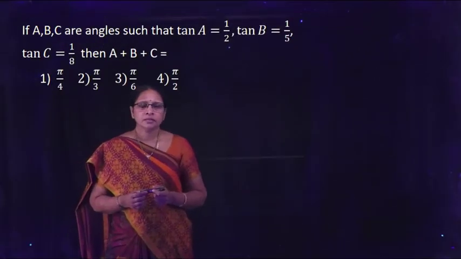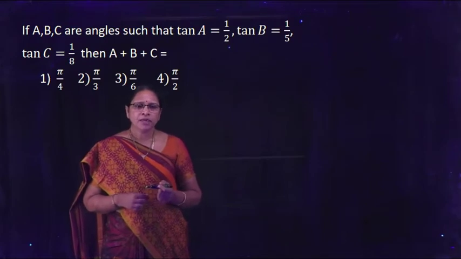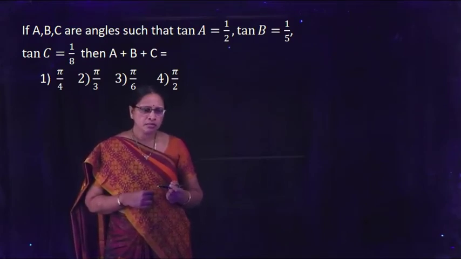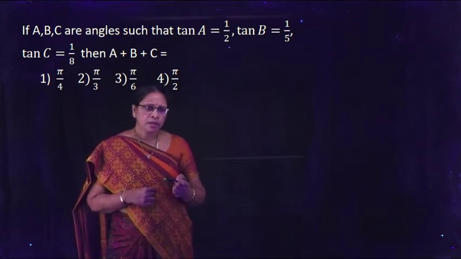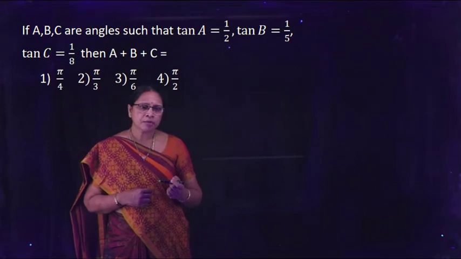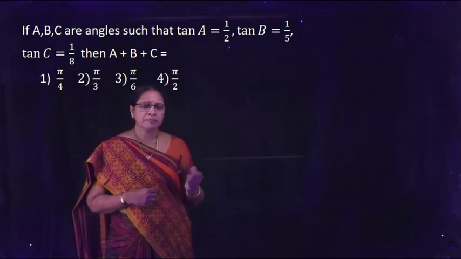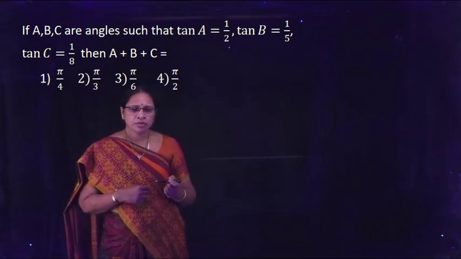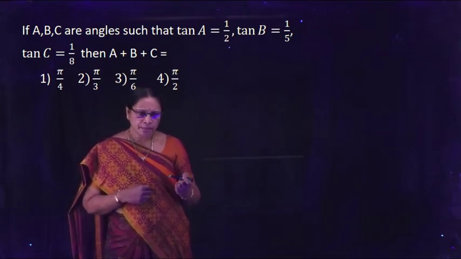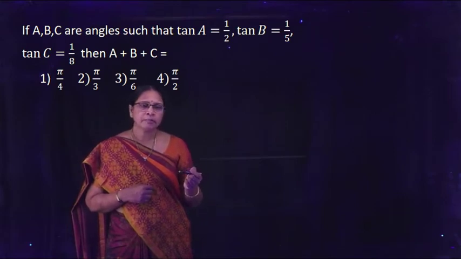Let us see the second problem. If A, B, C are angles such that tan A is equal to 1 by 2, tan B is equal to 1 by 5, tan C is equal to 1 by 8, then A plus B plus C is equal to: first option is pi by 4, second option is pi by 3, third option is pi by 6, fourth option is pi by 2.